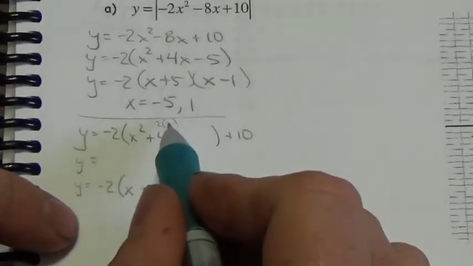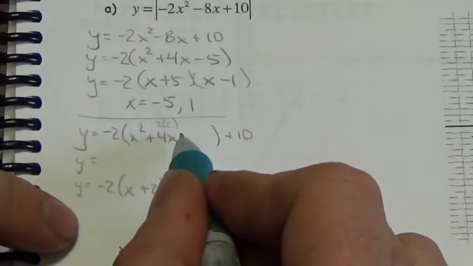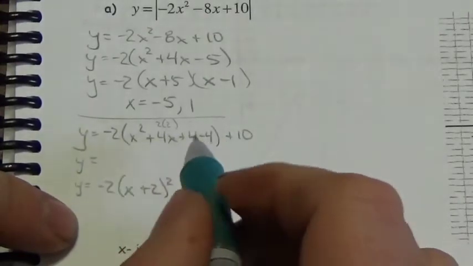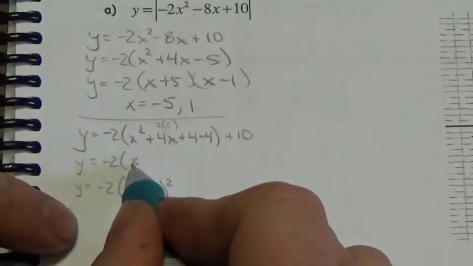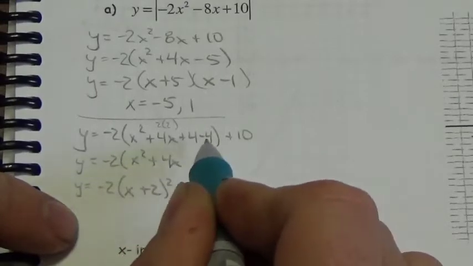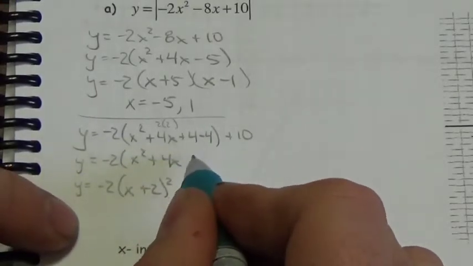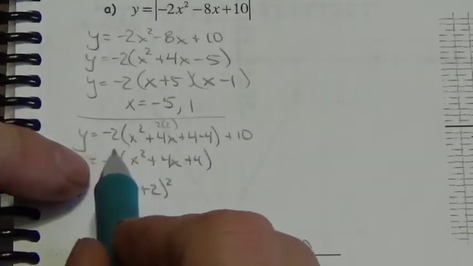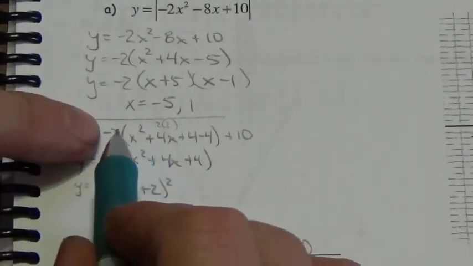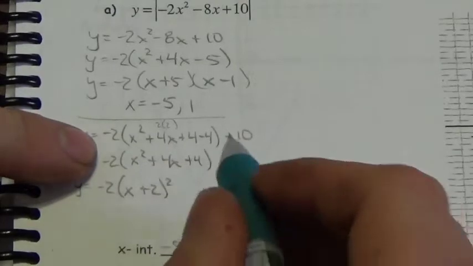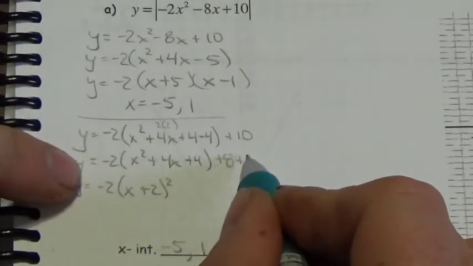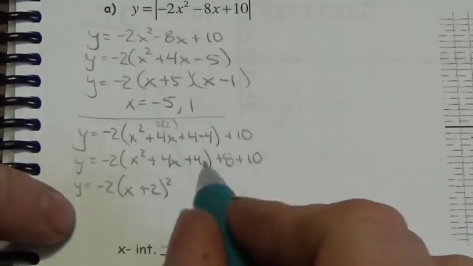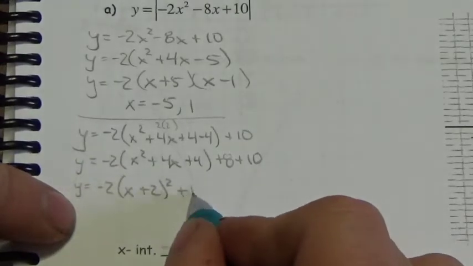But now I take that 2, half of this, and I'm going to square that. So I'm going to add 4, subtract 4 here. I'm going to take that negative term here because I don't need it to complete the square. I'm going to take it out of the parentheses by multiplying it by the coefficient. So -2 times -4 is going to get me a +8 out here. And so 10 plus 8 here is going to give me 18.